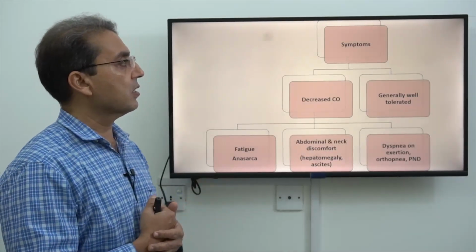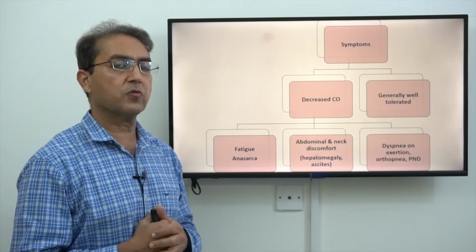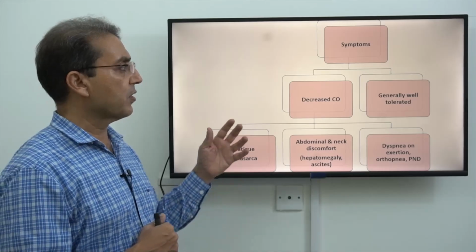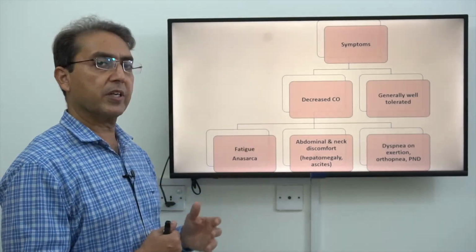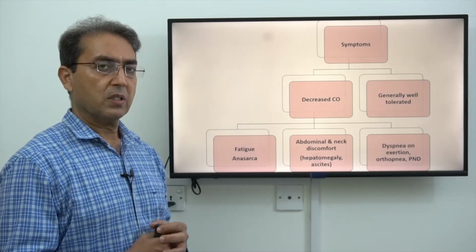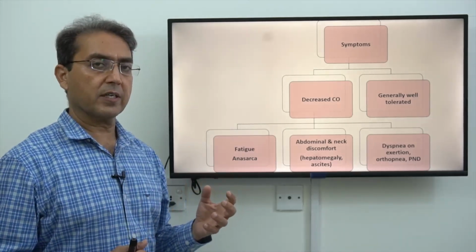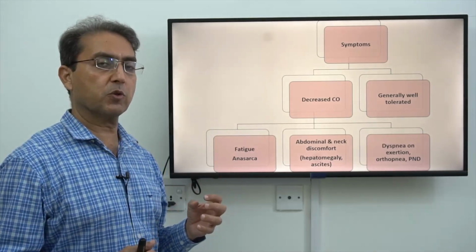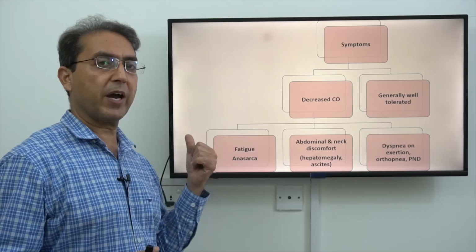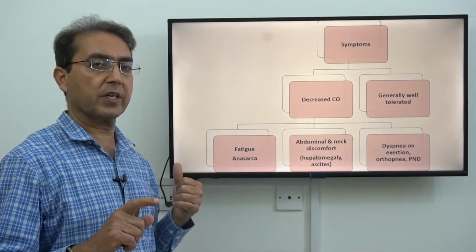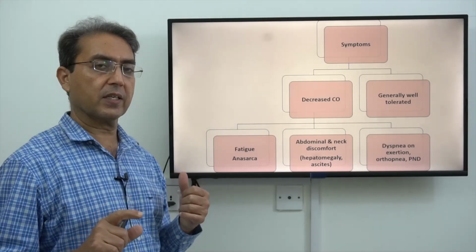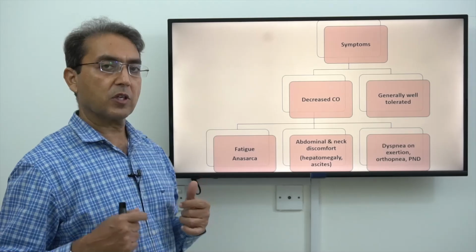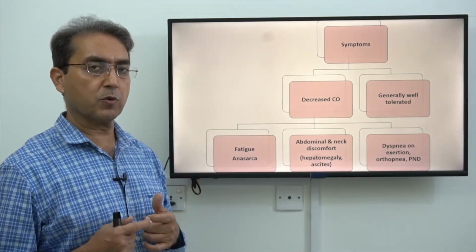Now the symptoms: generally this lesion is very well tolerated for a very long time. Patients who present with symptoms, the symptoms are because of decreased cardiac output, since the left-sided cardiac output depends upon the right-sided cardiac output. In tricuspid regurgitation, most of the blood is regurgitating back. Instead of going into the pulmonary artery, which is a slightly high pressure vessel, the blood moves back into the right atrium. So the right ventricular cardiac output drops.